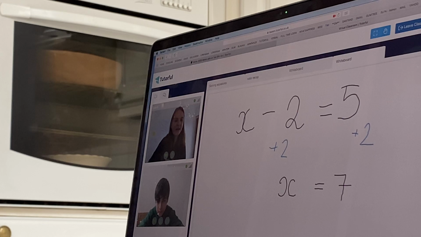What if we have minus 2 plus 2? What happens if we have minus 2 plus 2? 0. Exactly right. So on this side here, these two things cancel out, and we're just left with 7.